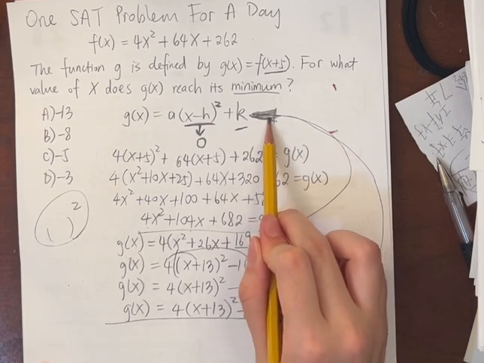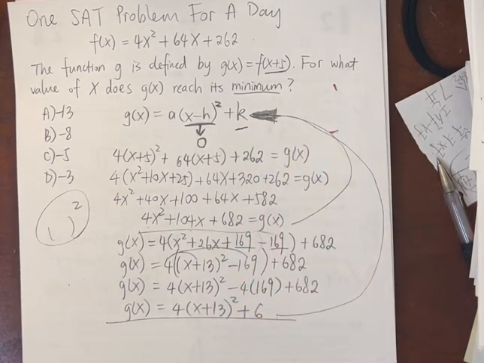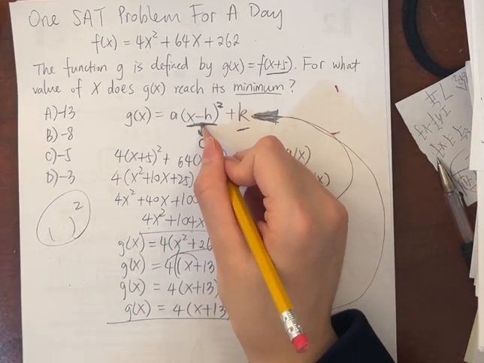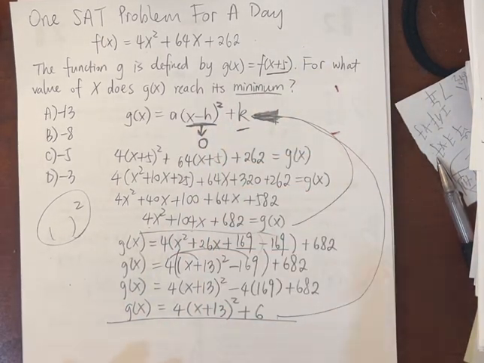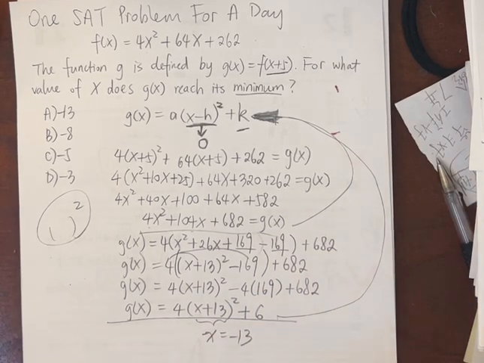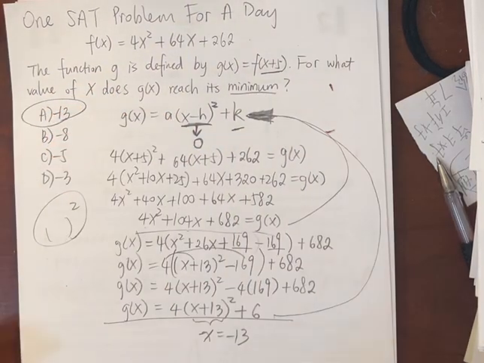And then, like I said before, for the minimum value, we're going to make the inner part equal to 0. So what makes the inner part equal to 0? Well, when x is equal to negative 13, right? So that gives you our ultimate answer, which will be A for this problem.